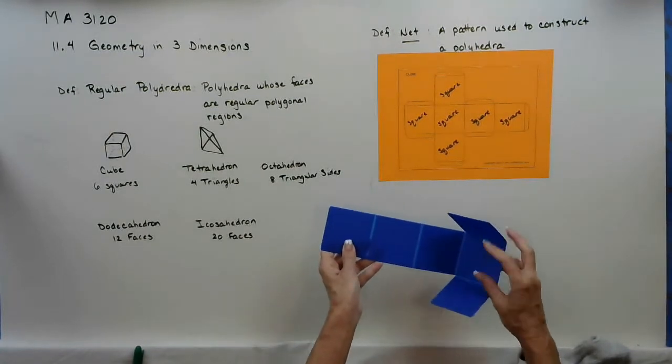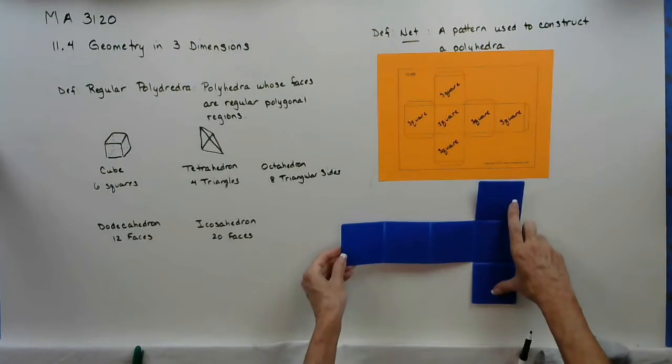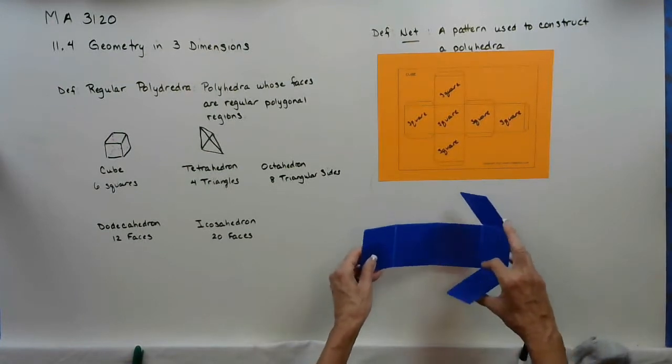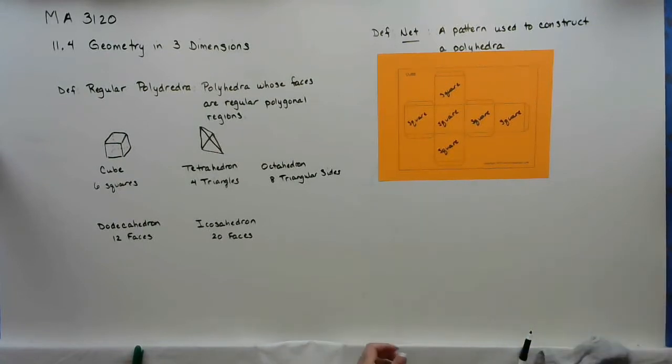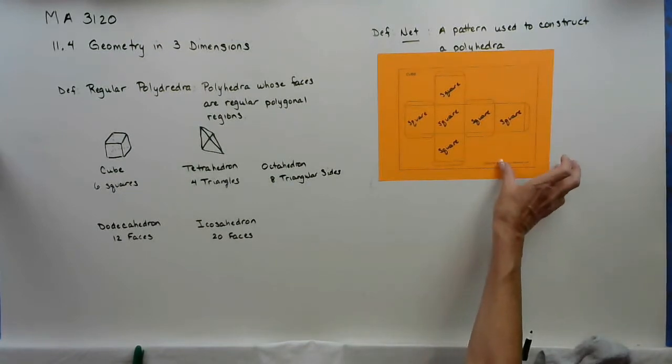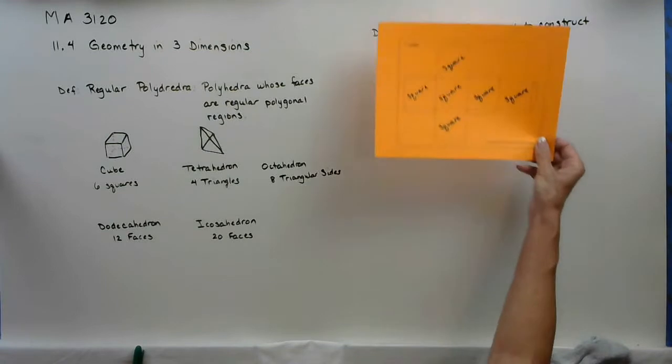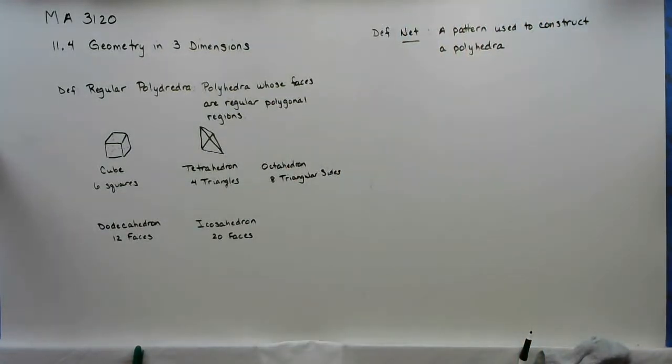So this will come in very handy when we start talking about surface areas later on. But it's pretty cool. So there it is, that's a net. I have a net for each one of the shapes that we were talking about earlier. And the idea is you just cut and fold, and that would help you come up with your polyhedron.